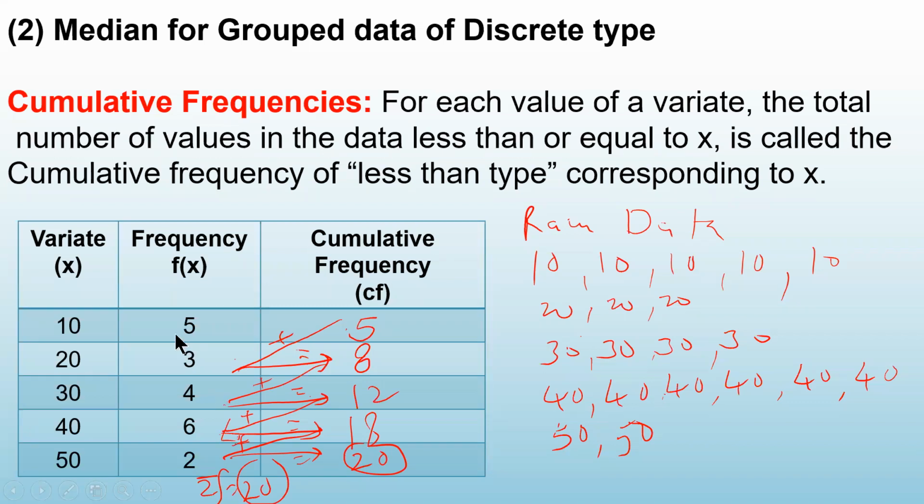Now, once you have understood how to find cumulative frequency, you can find the median for grouped data. So let us see how to find the median for grouped data.